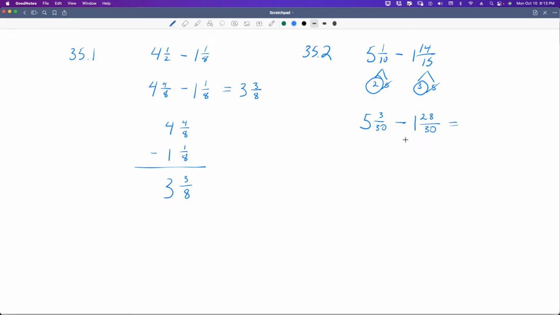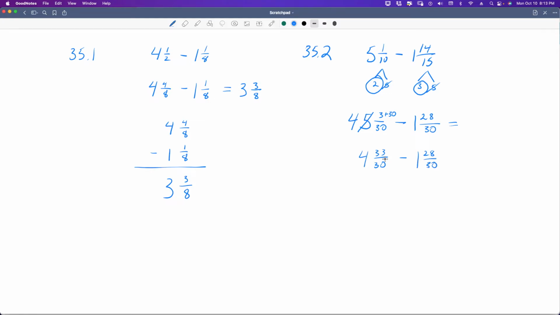So what we have to do is borrow. We have to take one of these whole numbers away and add it back to our numerator. So I'm going to borrow 30, add 30 back to the numerator, and turn this into 4. So now I have 4 and 33 over 30 minus 1 and 28 over 30.